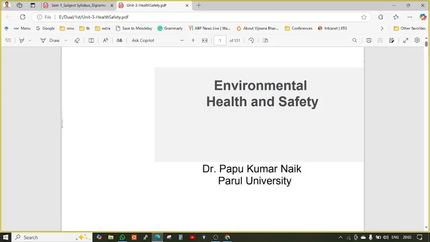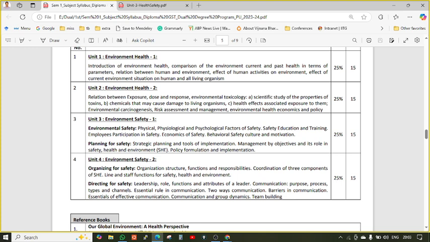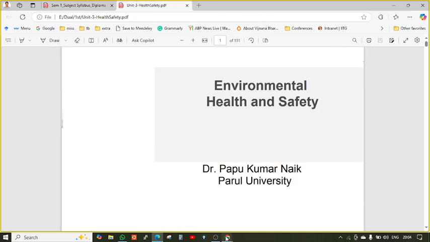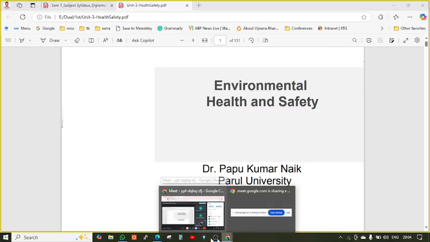So we already covered environmental health and some portion of Unit 2, that is, what is the effect, how dose, response, toxicity, toxins, all the things. So let's start Unit 3. Unit 3 and 4 both, we are focusing on the safety part. And all of you know what is the meaning of safety.